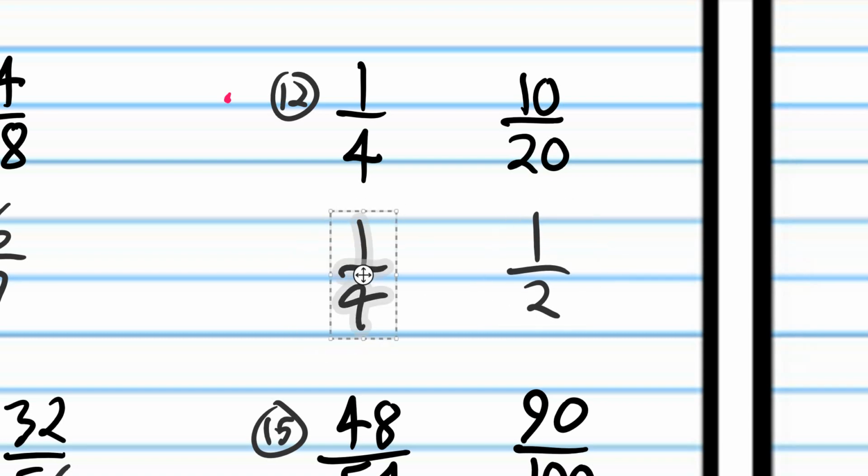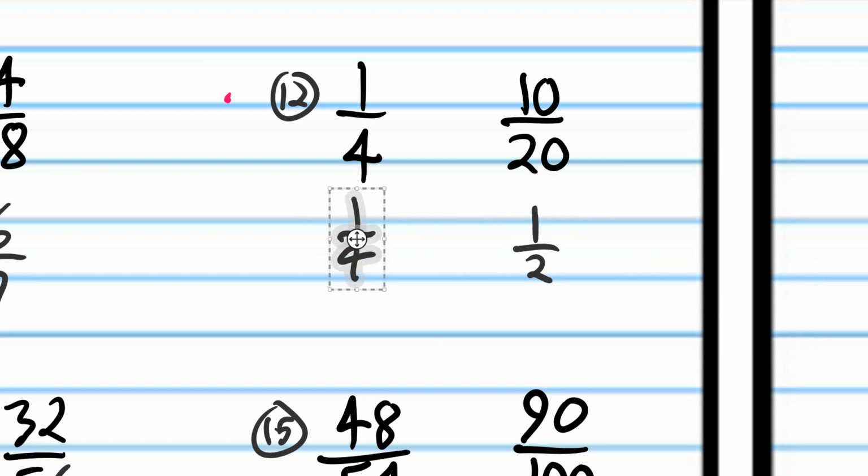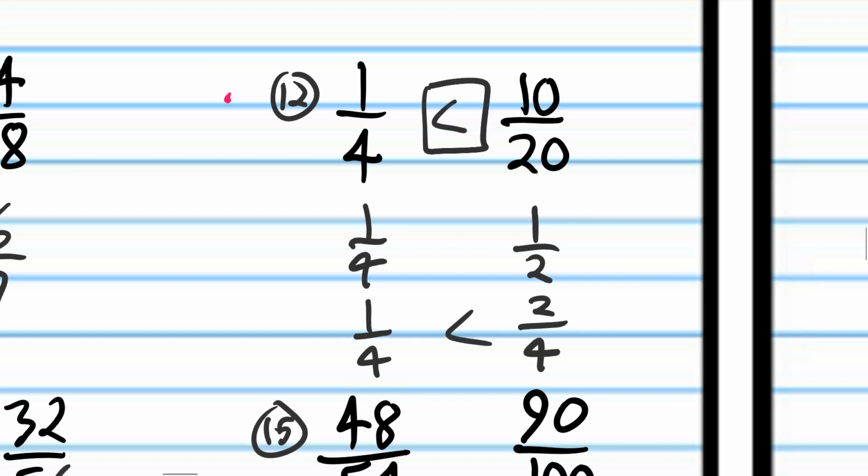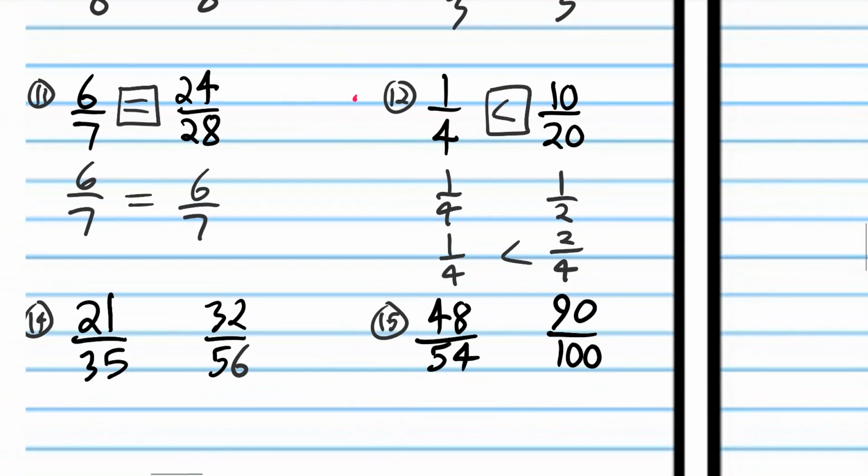And then that gives us, let me move these up, make them smaller. So we're going to multiply both sides of this fraction by 2 to get 2 over 4. So now we have 1/4 and 2/4, so it's less than. So in that example, when you reduce the fractions completely, we then had to go back up.